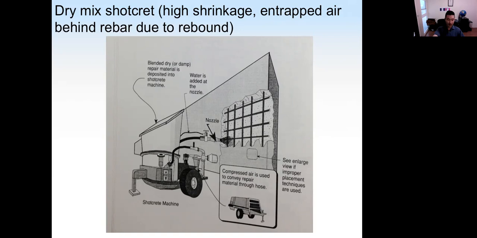Here it says the shrinkage may be high, and there may be entrapped air behind the rebar due to rebounding. And we also lose some of the aggregate. So these are some of the potential problems for this method.